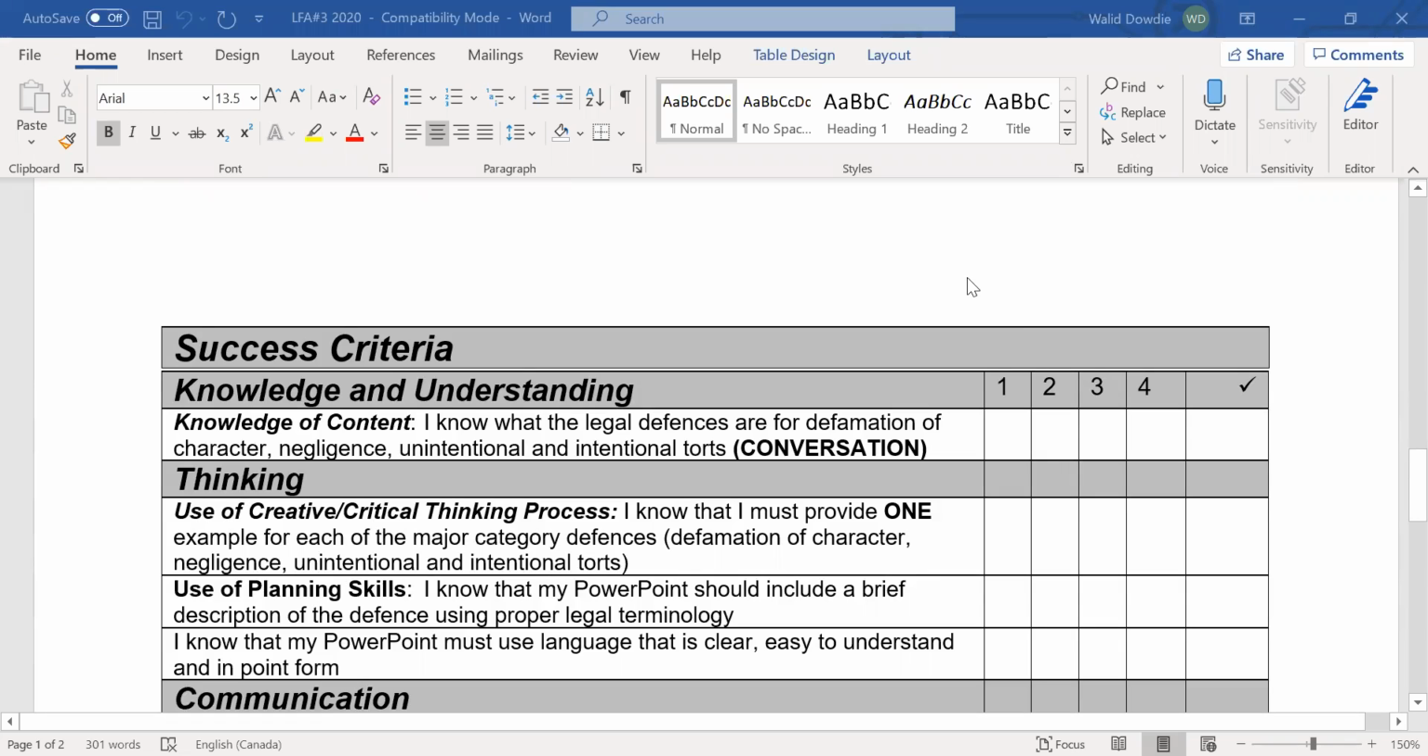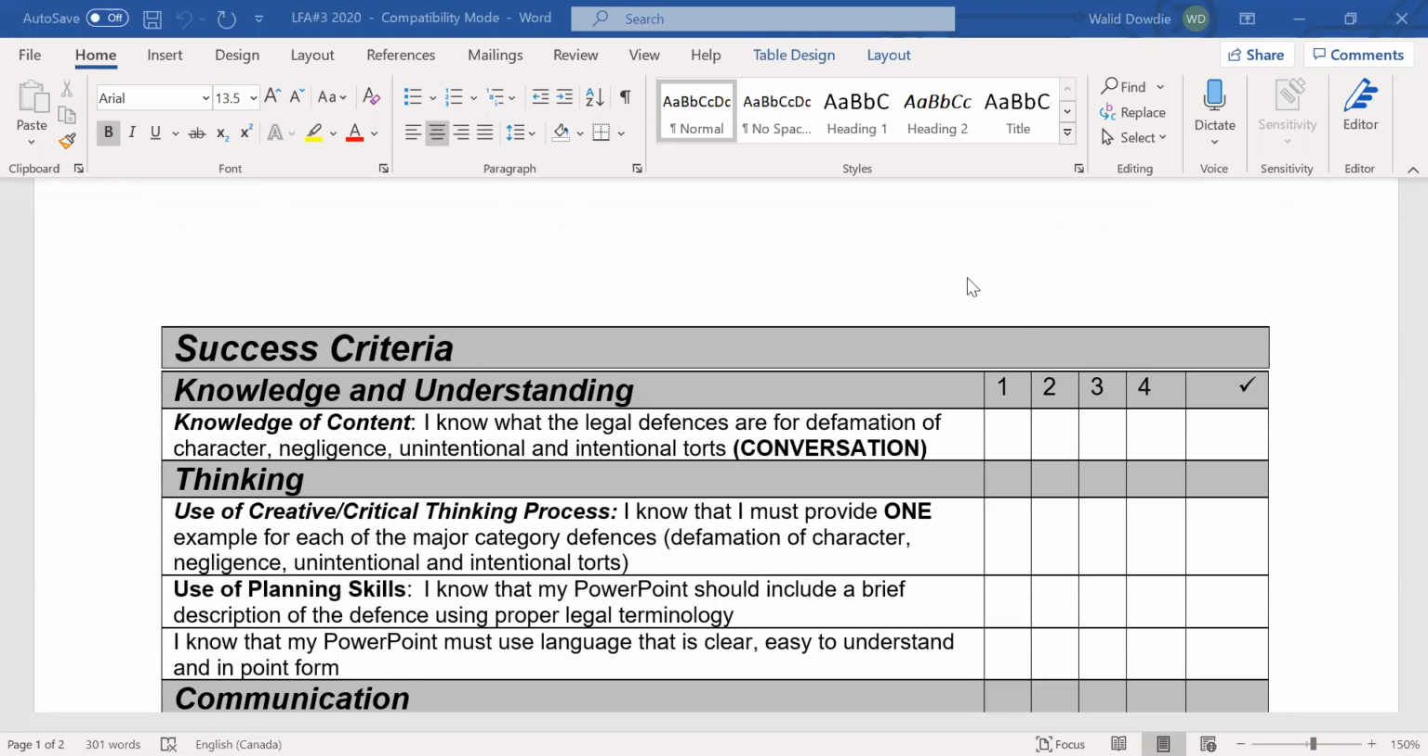So basically, when we're marking the assignment, we're looking at these specific things. For knowledge of content, I know what the legal defenses are for defamation of character, negligence, unintentional, and intentional torts. That's through your outlines and rough drafts, and me talking to you. I give a mark based on your responses.